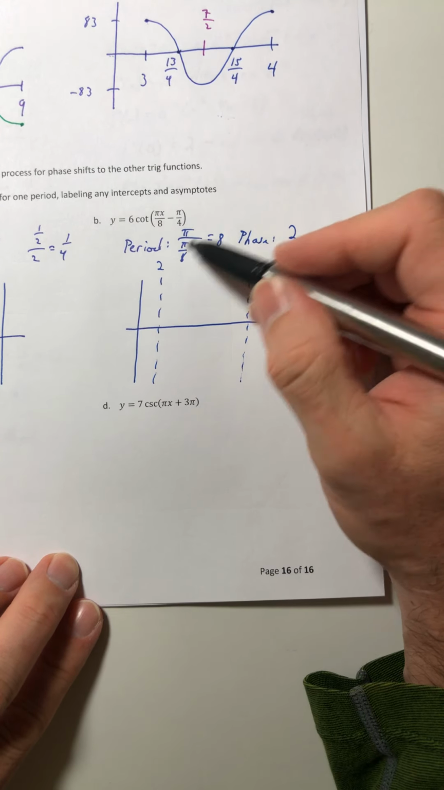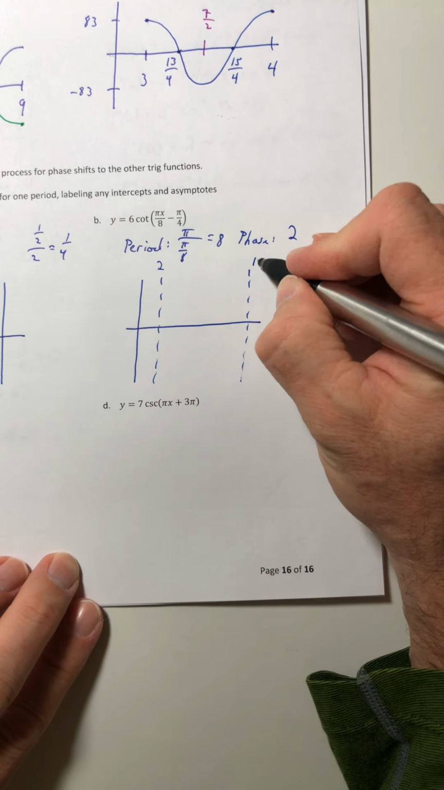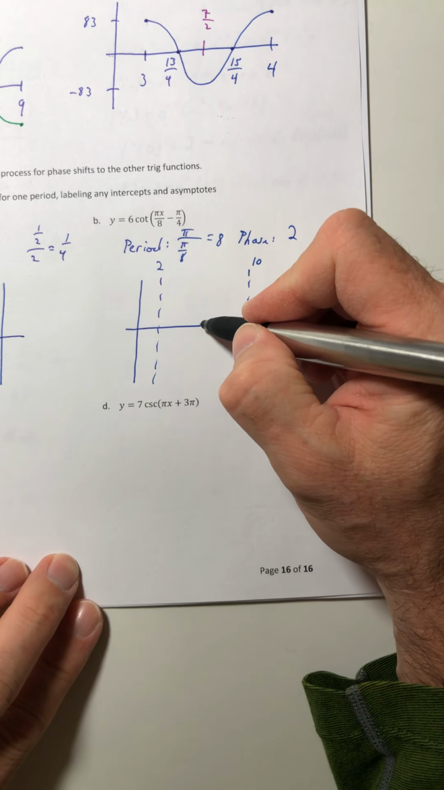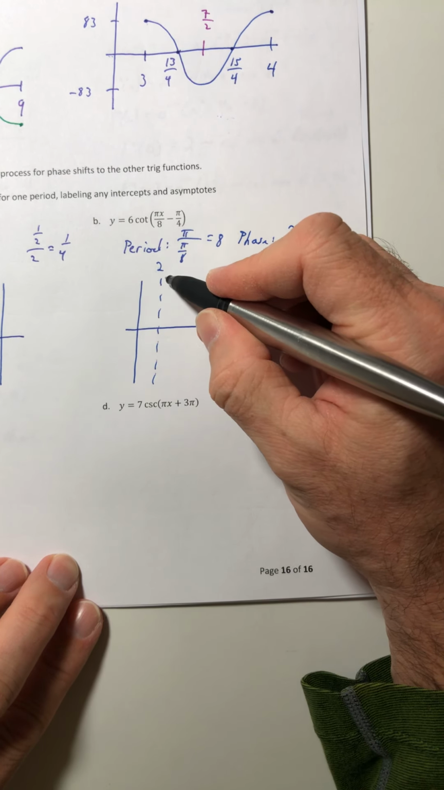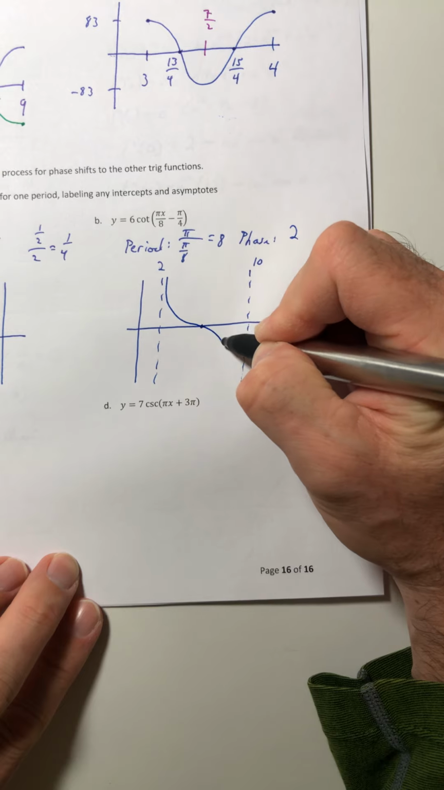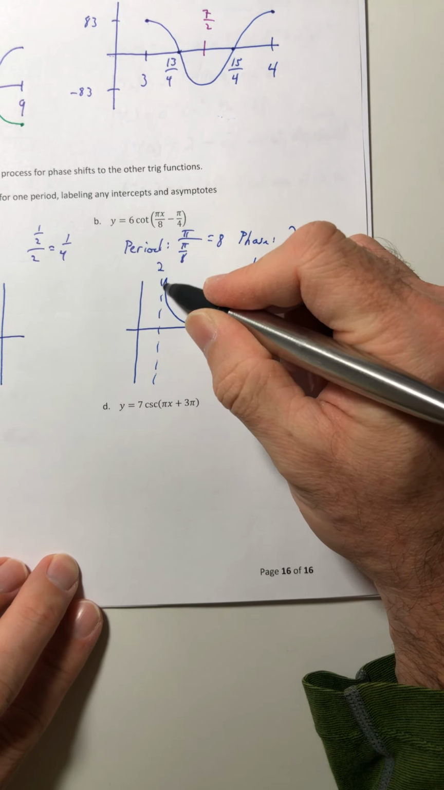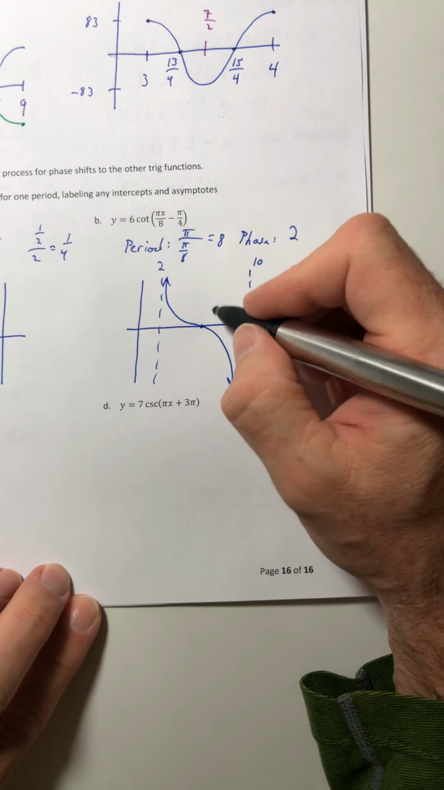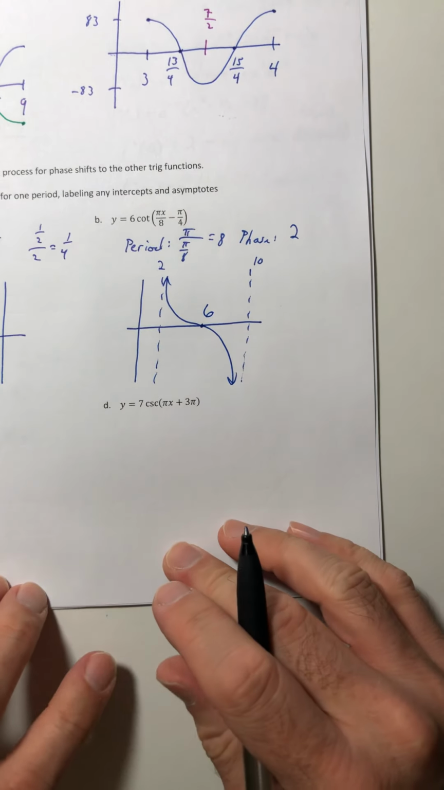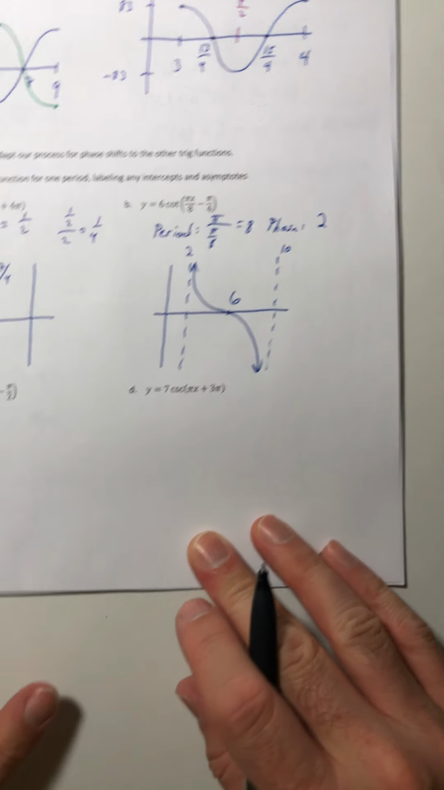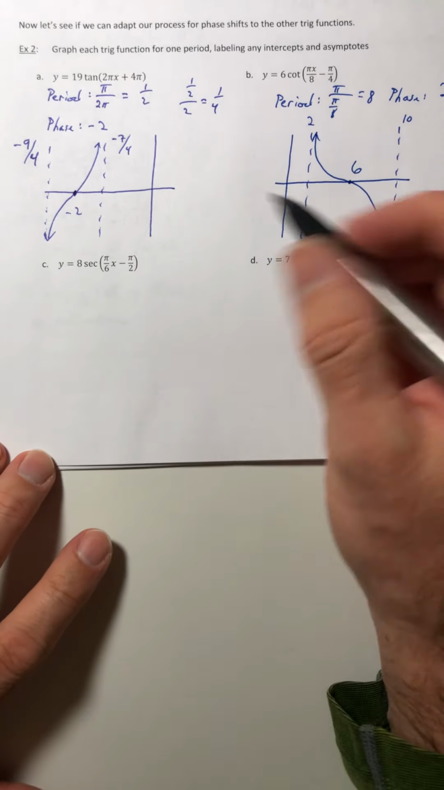And then add the period to it. So 2 plus 8 gives you 10. And then your cotangent curve sits right in between them. So what's in between 2 and 10? 6. All right, so tangent and cotangent, not too bad.